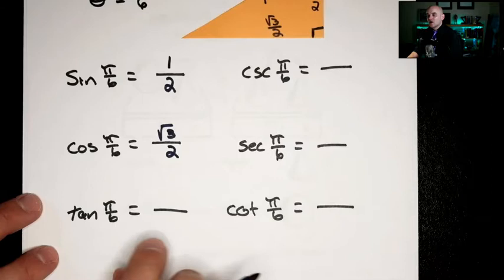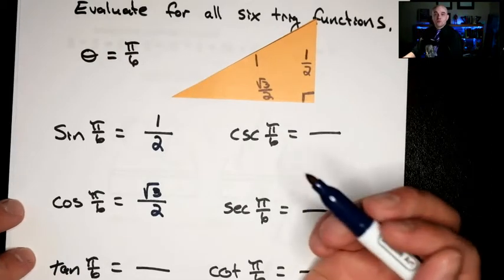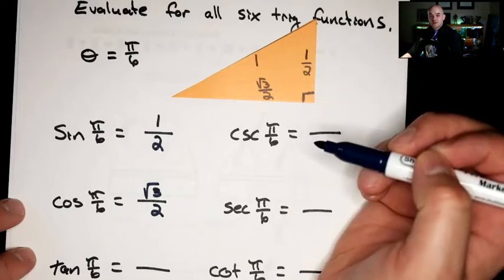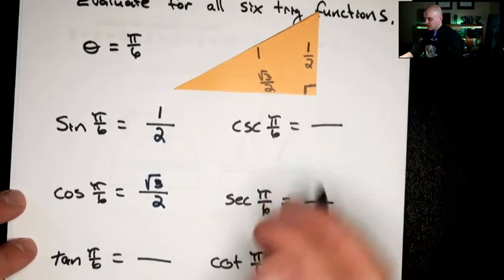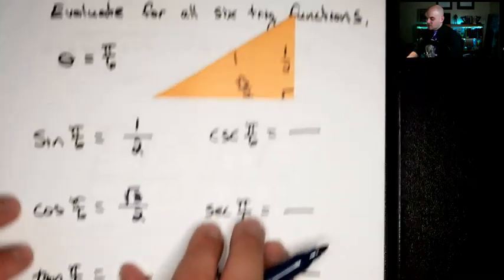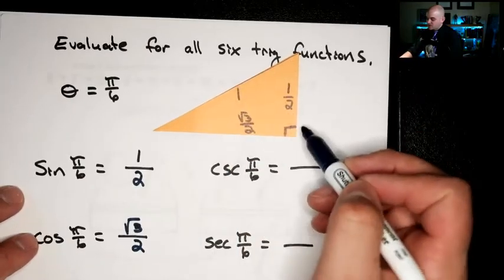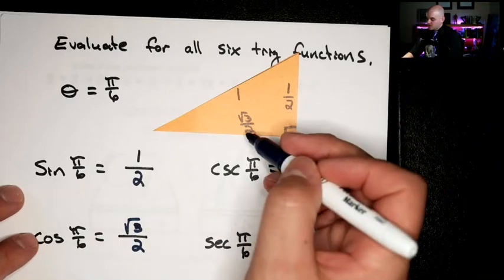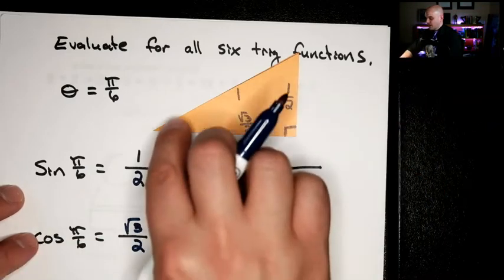Our tangent, we could do a couple things. If you don't remember the tangent, you can say it's 1/2 divided by square root of 3 over 2 and work out that fraction. I like to think of it as the slope of this line right here. It's our rise of 1/2, our run of square root of 3 over 2. That is our opposite over our adjacent, the slope of that line there.